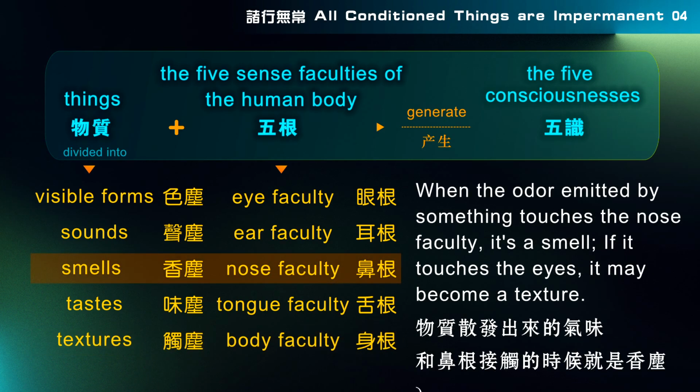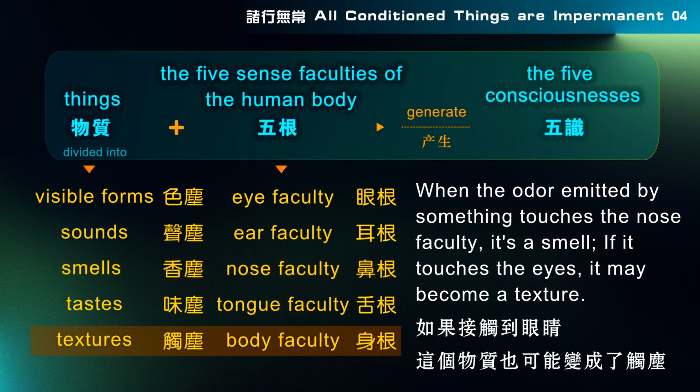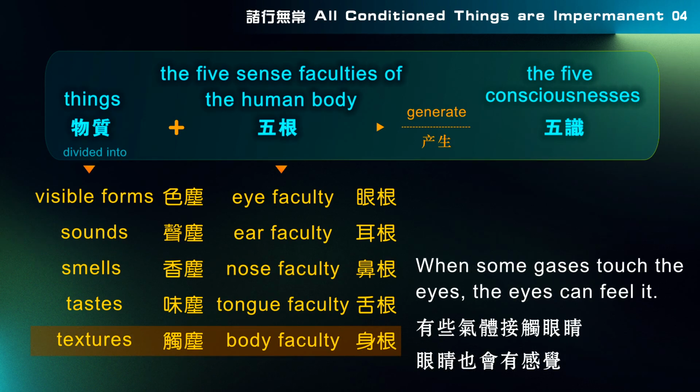When the odour emitted by something touches the nose faculty, it's a smell. If it touches the eyes, it may become a texture. When some gases touch the eyes, we can feel it.